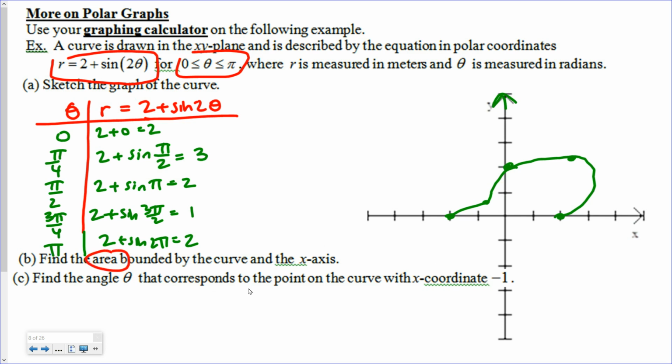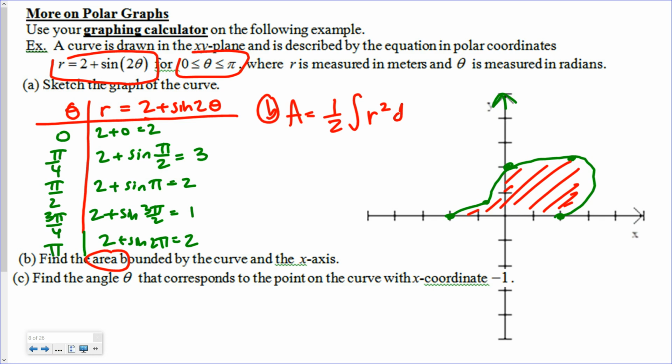On letter B, it says find the area bounded by this curve and the x-axis. So you guys are good. We're trying to find this area, right? It's the area of a polar curve. So guys, what's the formula for area of a polar curve? 1/2. Guys, don't forget the 1/2. So this is letter B. Area is 1/2. 1/2 what? The integral of r squared d theta.